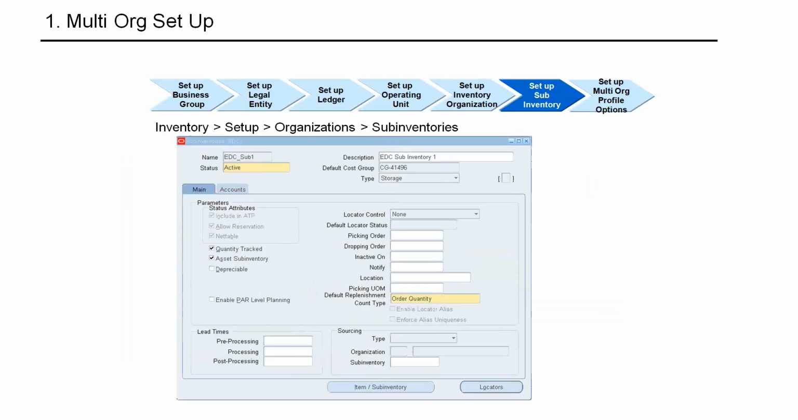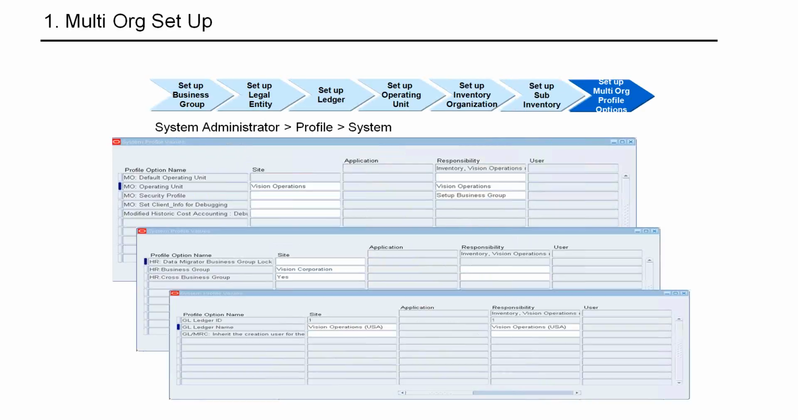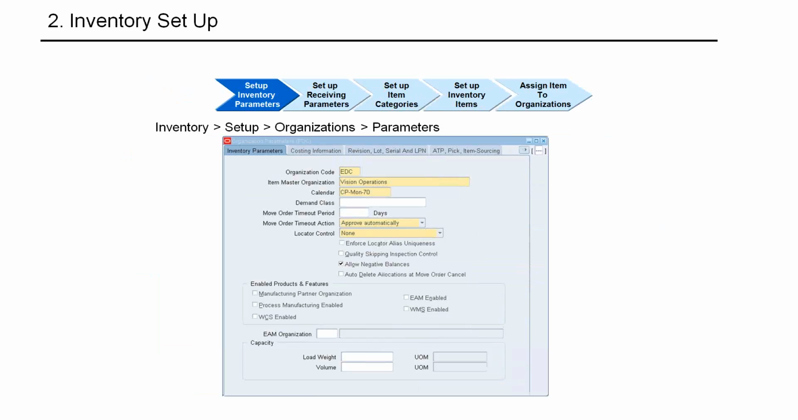And then we set up the multi-org profile options. These are the multi-org profile options, like the MO operating units, the HR cross business group or the HR business groups, and the ledger. All these profile options are set. And then we move ahead with the actual inventory setup. The previous setup we were seeing was the multi-org setup. So now we are moving to the inventory setup.